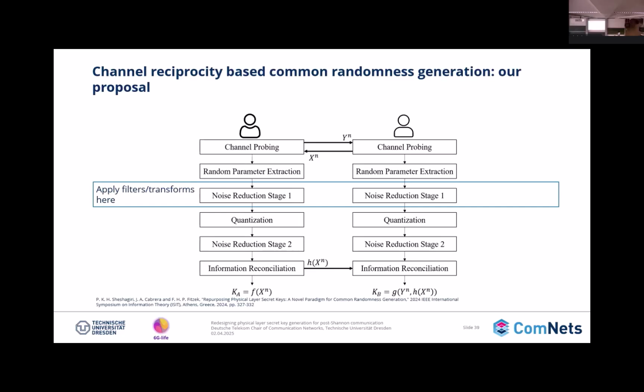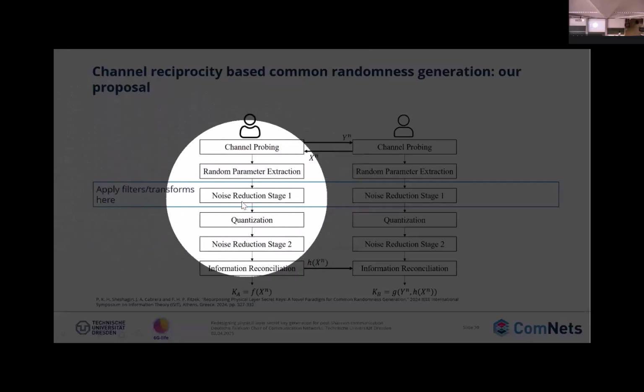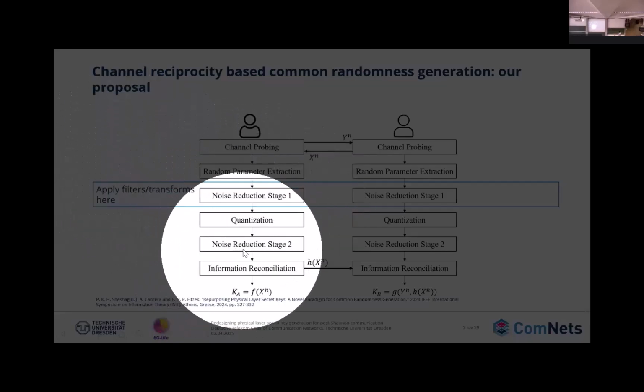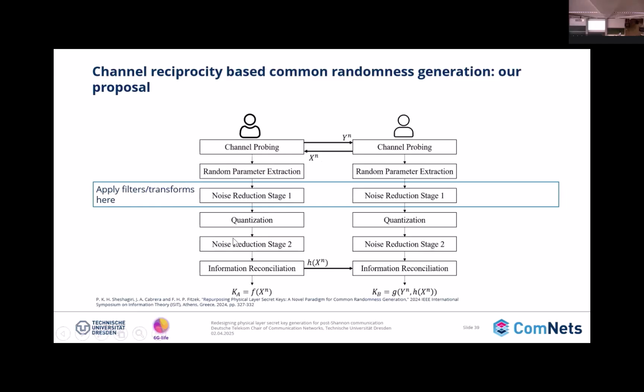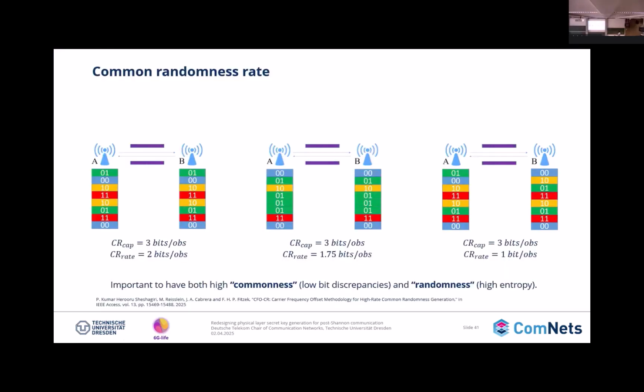So this is how the modified PLSK scheme looks like. We have 2 stages of noise reduction. One is here in the filters where we apply the stage 1 filters, and on the second stage we apply the gray code encoding. But then the question is, which filter should we use? In order to determine which is the best filter to use, we have to determine what improves the common randomness rate. And for that we have to define what common randomness rate means.